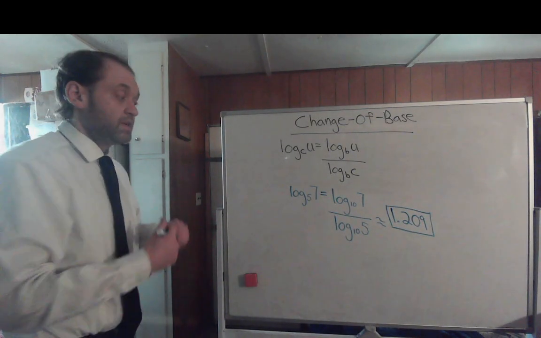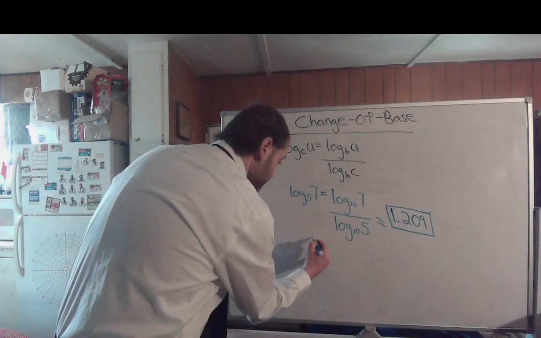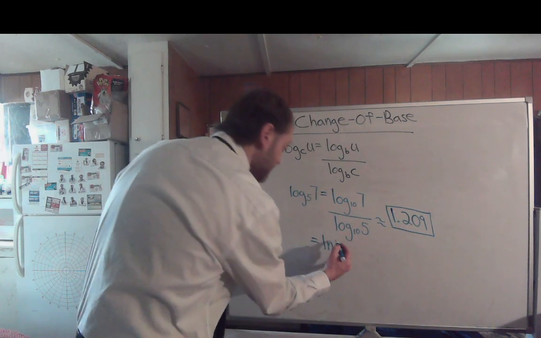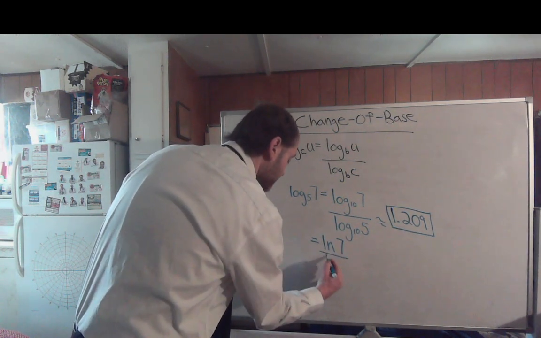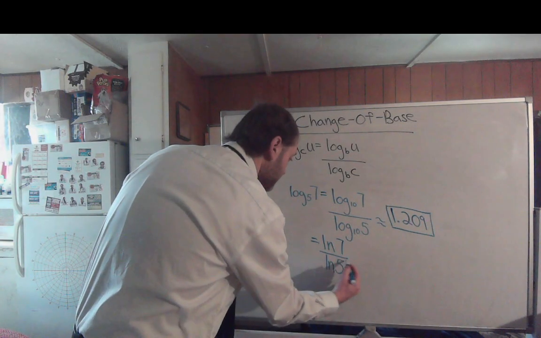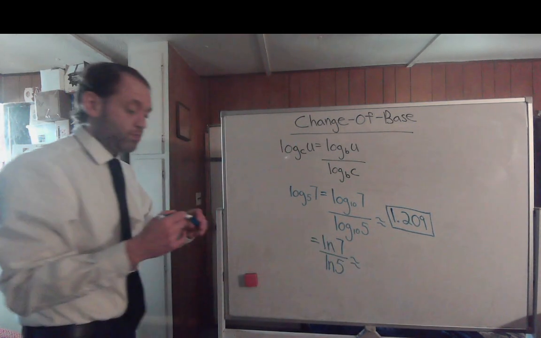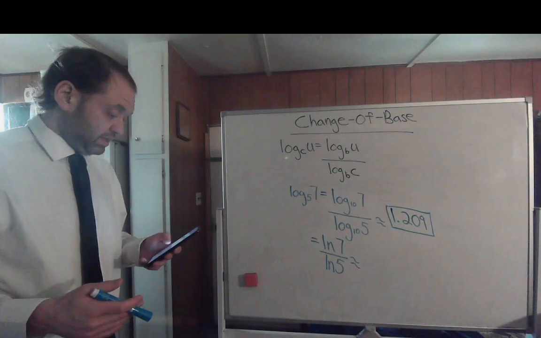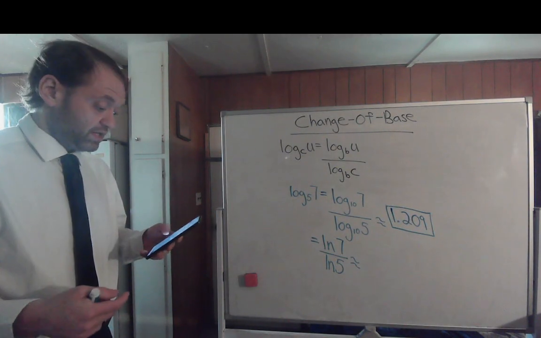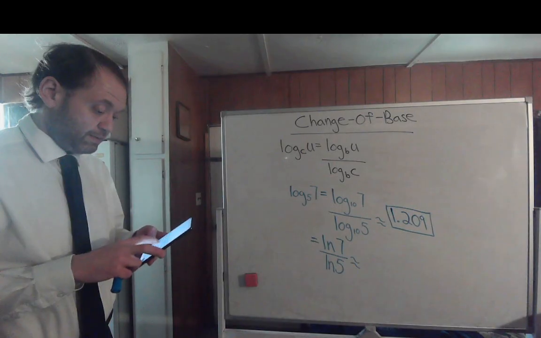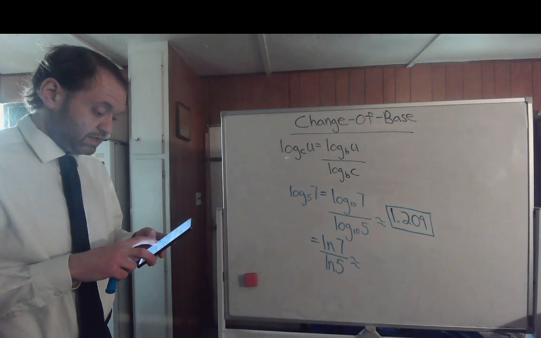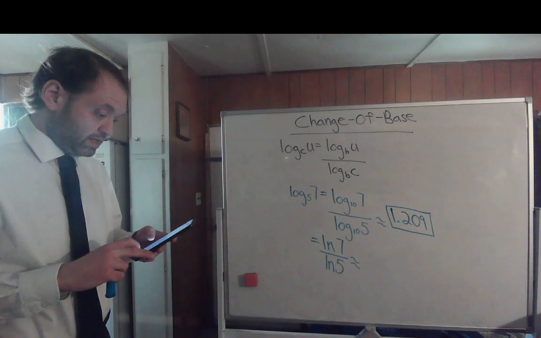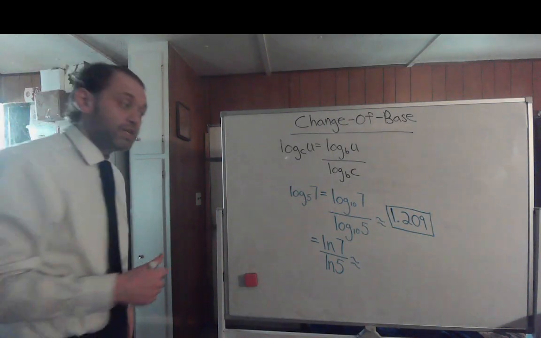Now another way you can do this, and what we're going to do for the rest of the lesson, is we're going to use the natural log. The natural log is just base e, so you could also take the natural log of that 7 and divide it by the natural log of 5. This is another format in which your calculator can work with this. So let's go ahead here and find ourselves a decimal approximation. You get approximately 1.209.